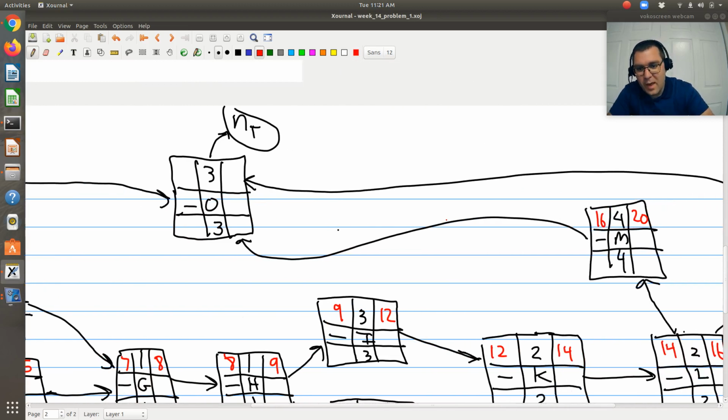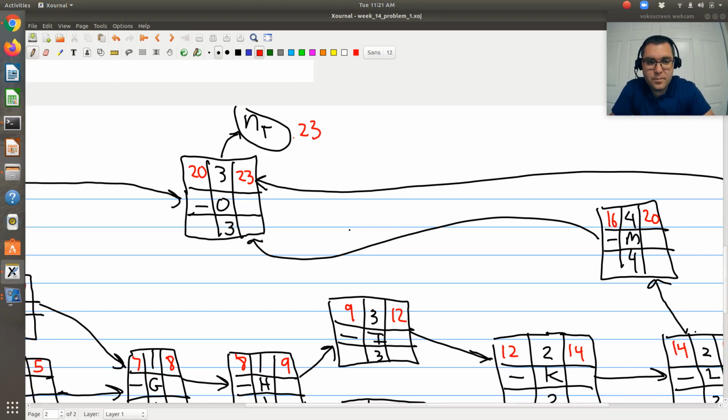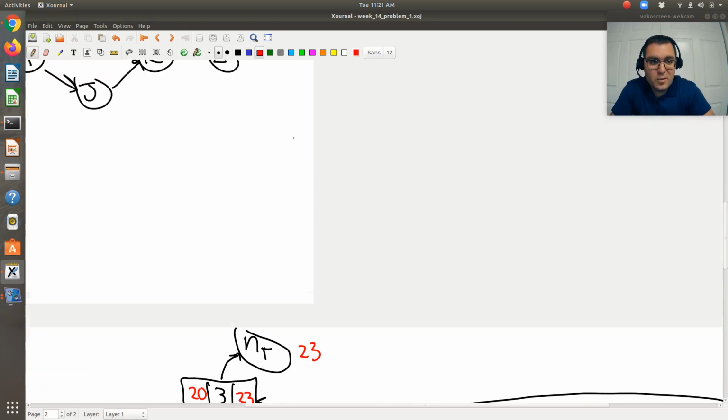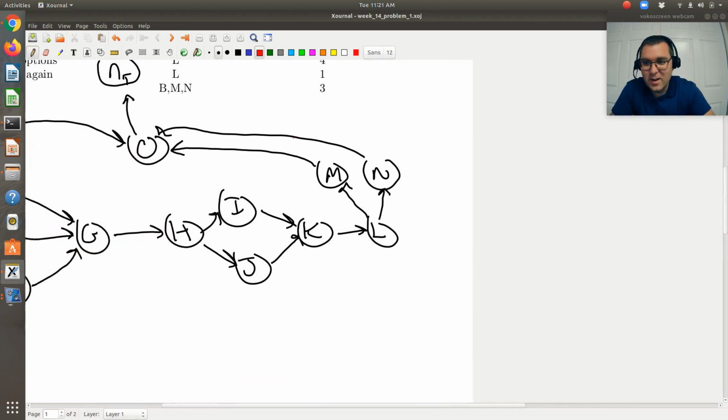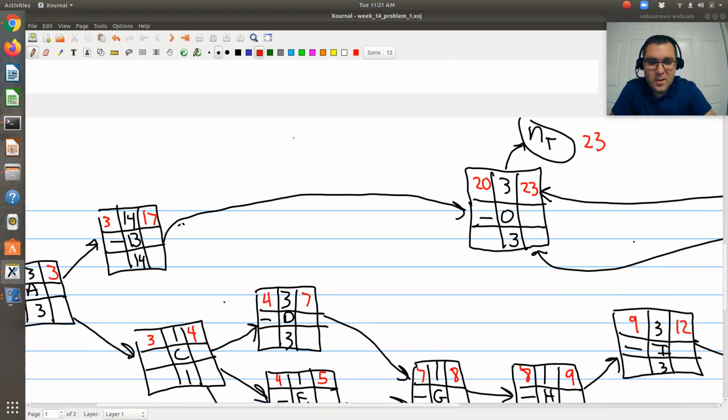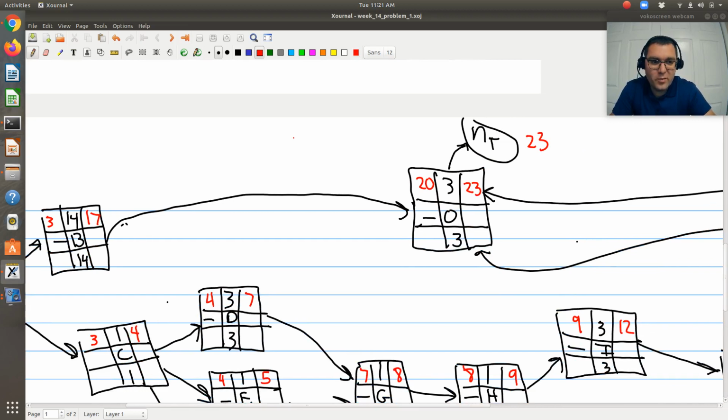And so that's going to be M, which has an earliest possible finishing time of 20 and a duration of 3, so the earliest possible finishing time of O is 23, which would lead to this entire process taking 23 days. I'm just going to make sure I have my units right. Yeah, days, right? So this is our process of buying a car, and it is going to take 23 days.